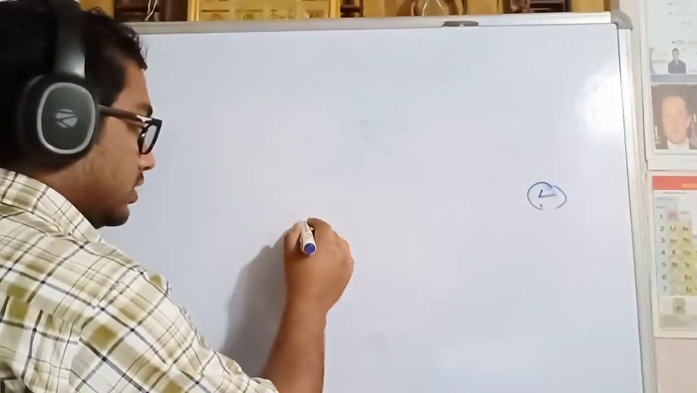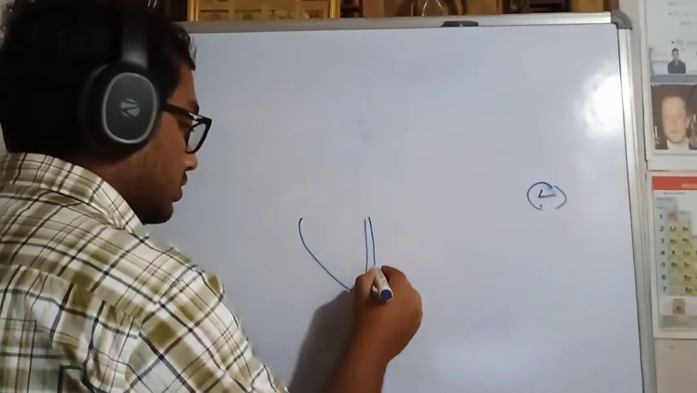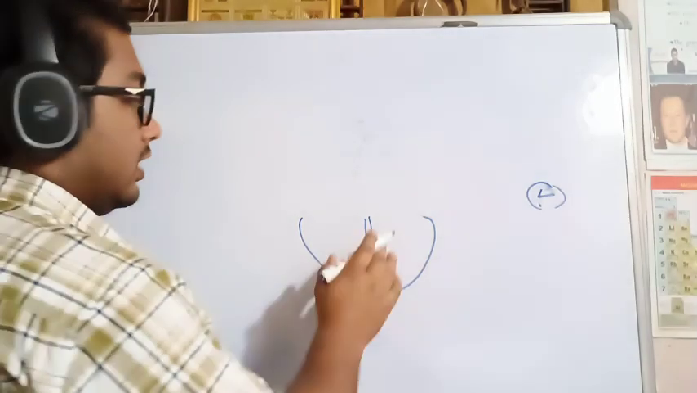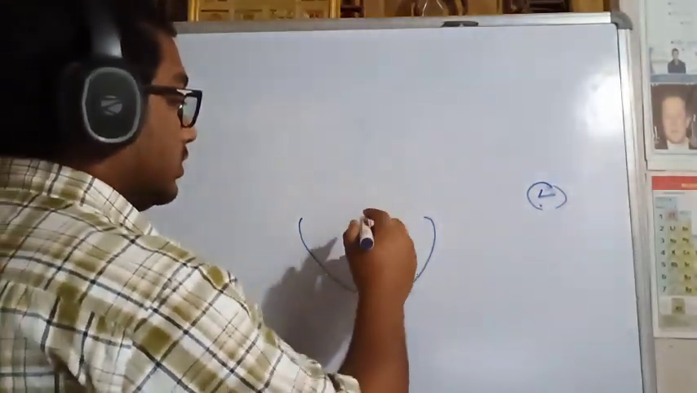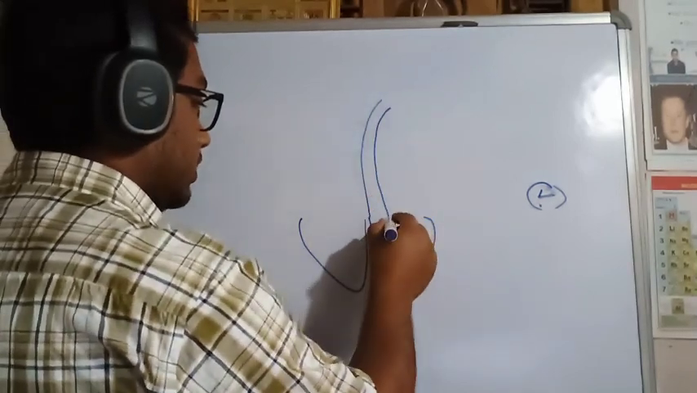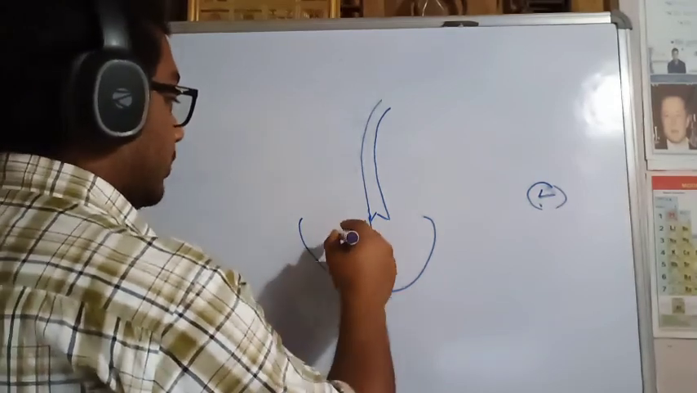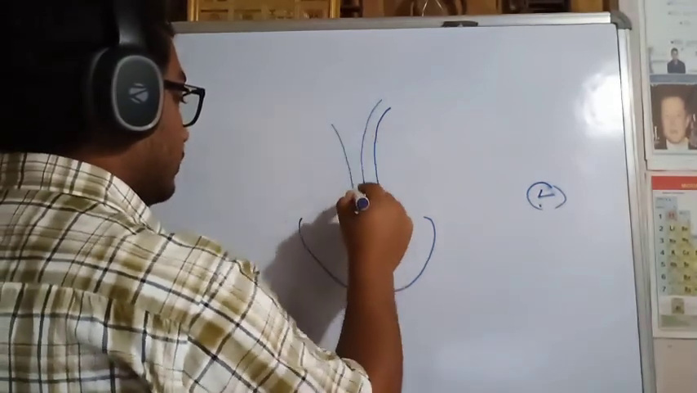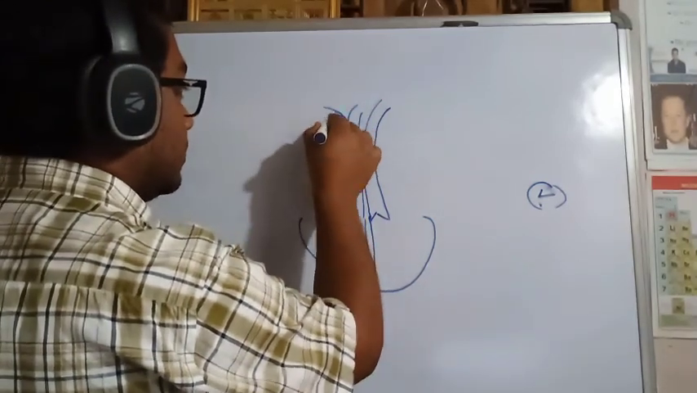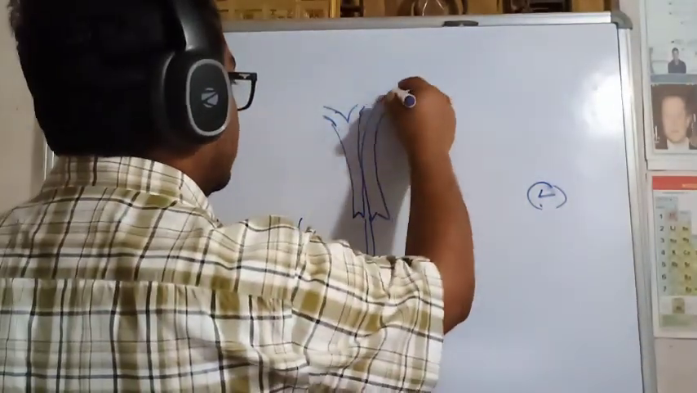First we take the ventricles, the left ventricle and the right ventricle. The left ventricle pumps the blood all over the body. The right ventricle pumps the blood to the lungs first. This is the pulmonary artery and this is the aorta.